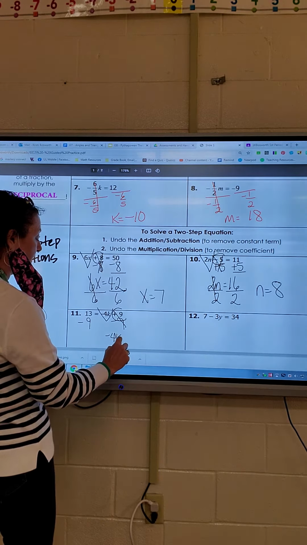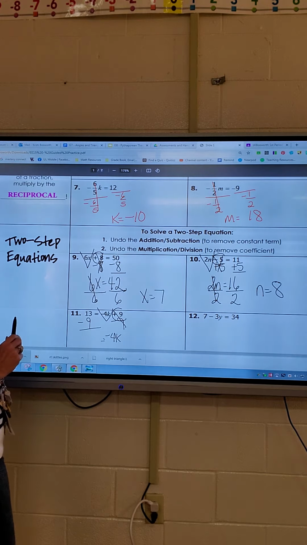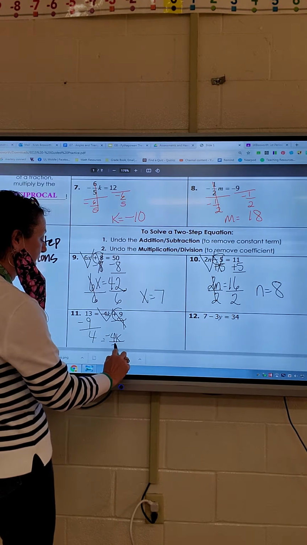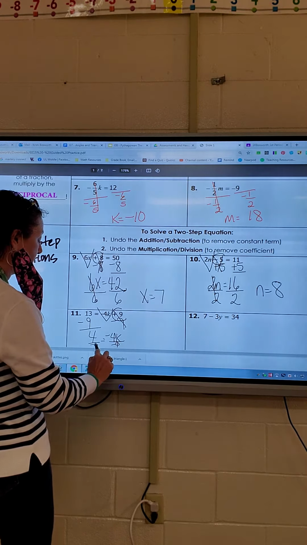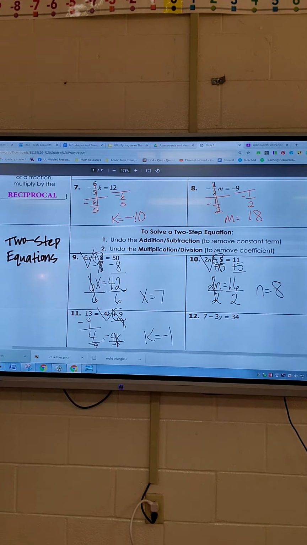Negative 4k equals 13 minus 9 is 4. Now I divide both sides by a negative 4. And k equals a negative 1.